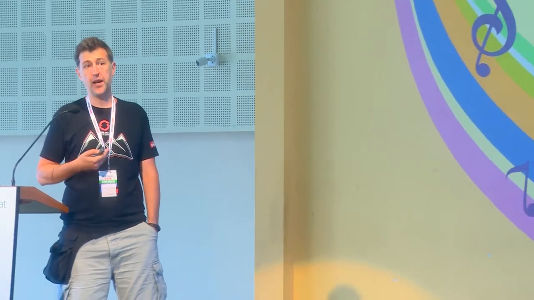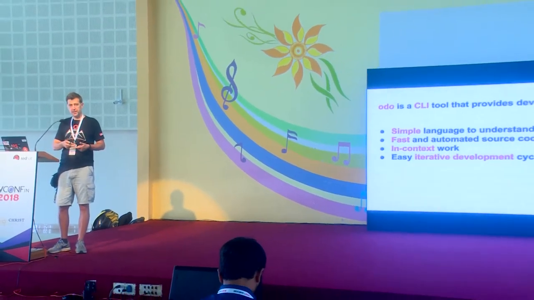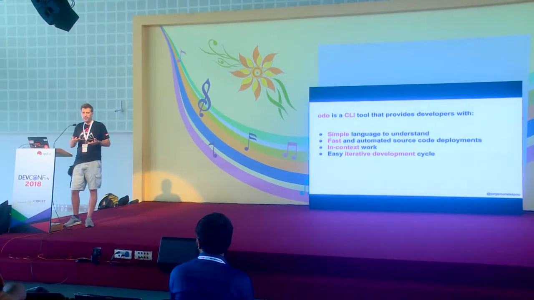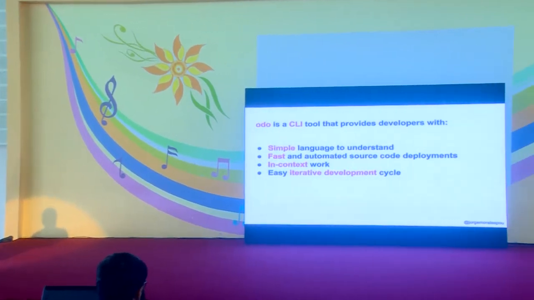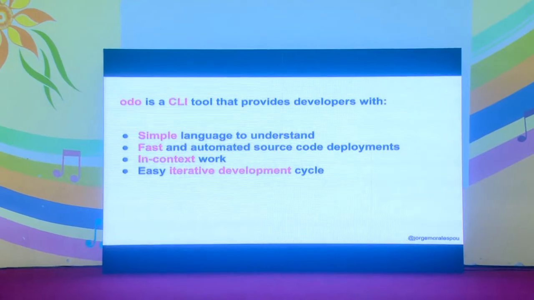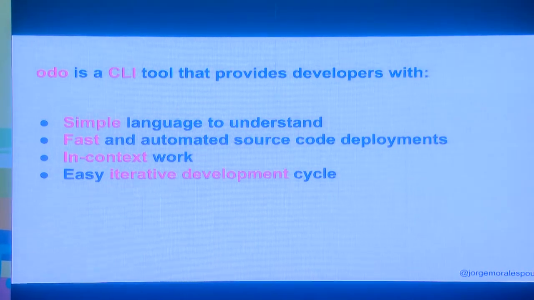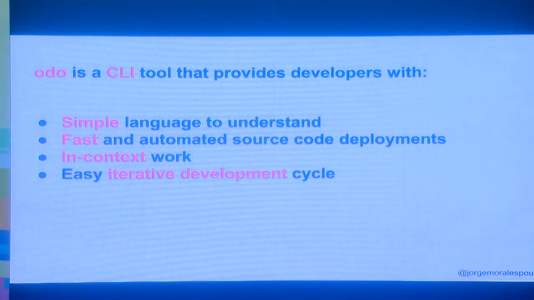So what is ODO? ODO is a command line tool that is simple to use. It doesn't really bring any new concept to you. Even though it's meant for you to create applications on OpenShift, on Kubernetes, it doesn't require you to learn all this Kubernetes or OpenShift verbiage. There are a lot of things that OpenShift and Kubernetes bring to the table, like builds, deployments, routes, deployment configs, all these kinds of things that are new to you. Why do you need to learn all of that? So this tool tries not to impose new terminology on you. It tries to use something that you can feel comfortable using.